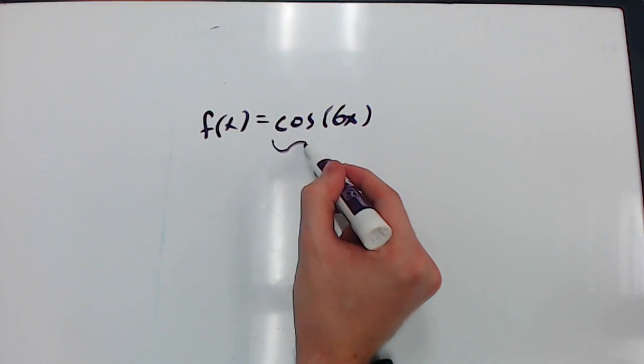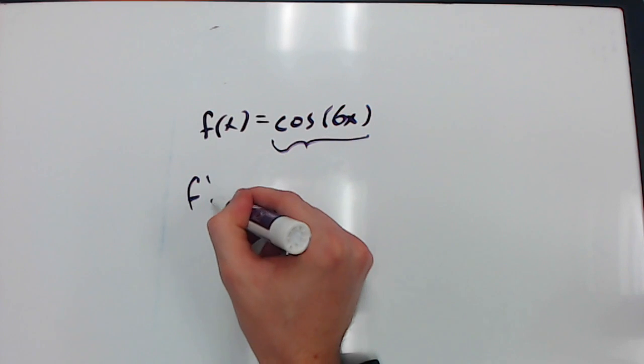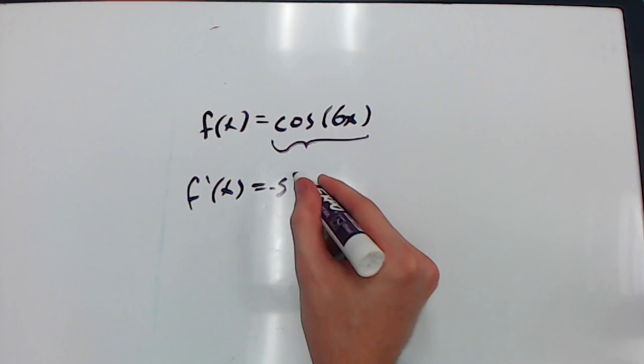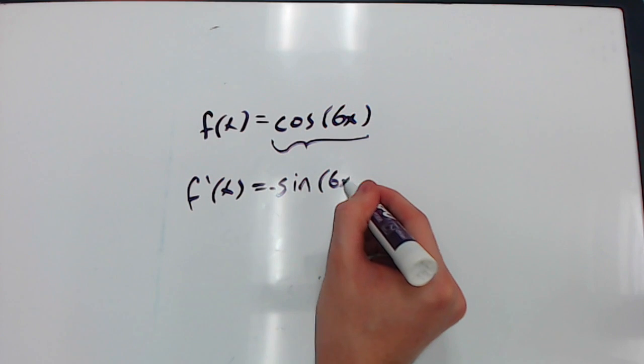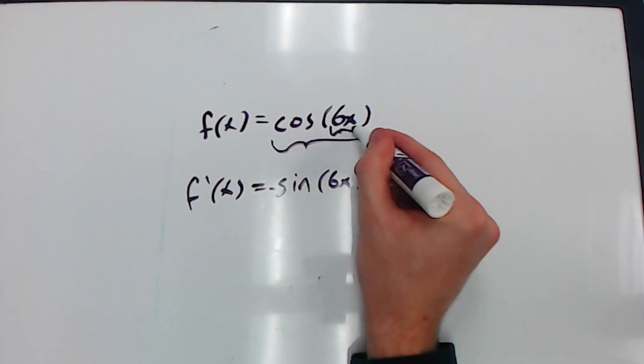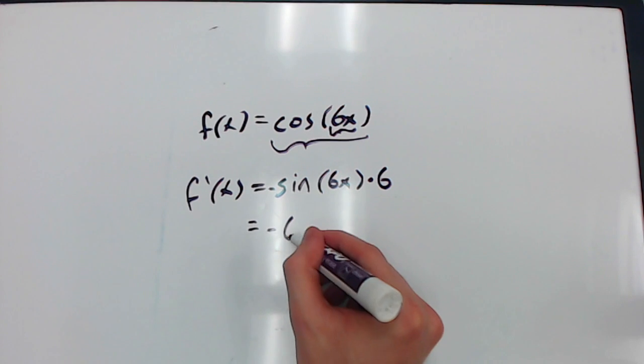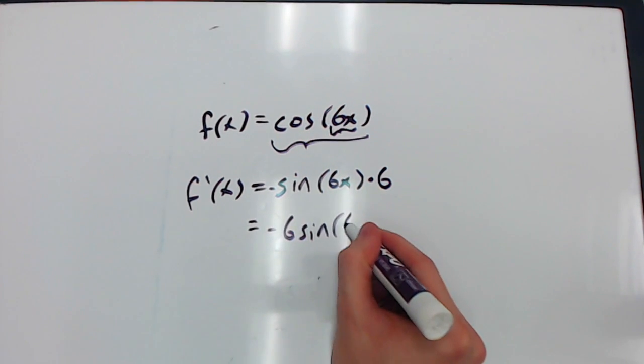Now we're going to start with the outside. So the derivative of the outside while keeping the inside the same is negative sine of 6x, multiplied by the derivative of the inside, so by 6. So our final answer would be negative 6 sine of 6x.